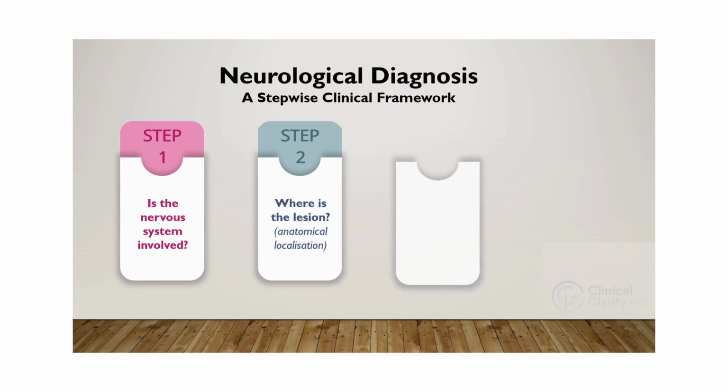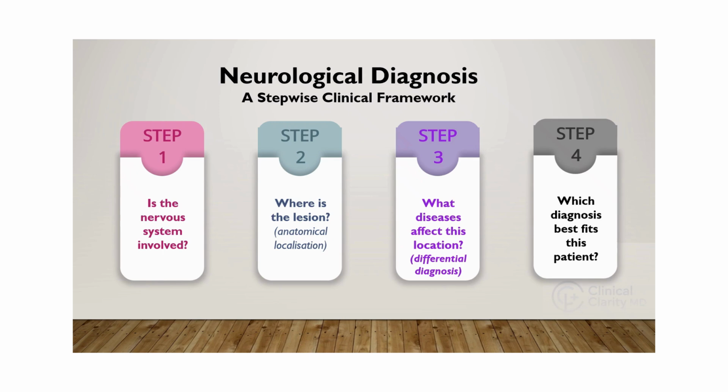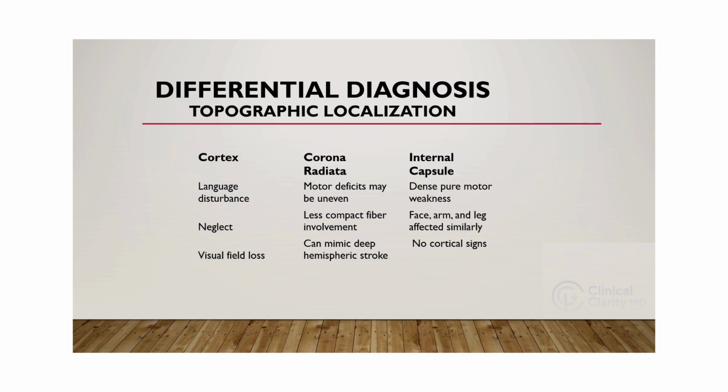Third, what diseases commonly affect a particular location? And finally, in this patient, which diagnosis best explains the clinical picture and time course? This structured framework forms the foundation of neurological localization and diagnosis. In neurology, localization comes first, diagnosis comes second. Now, let us move to the differential diagnosis from the perspective of anatomical localization.